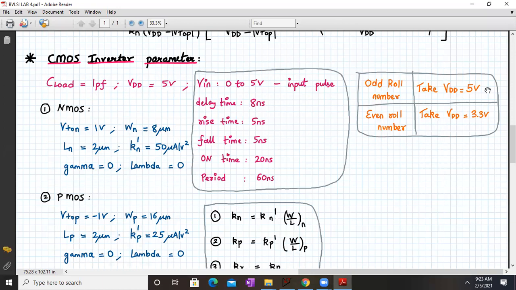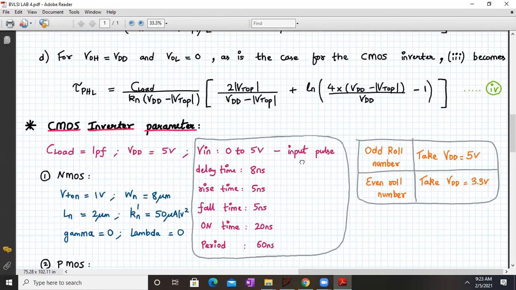and VDD is equal to 5 volt for odd roll number, and VDD is equal to 3.3 for even roll number. Okay, and we have to give the input pulse voltage as 0 to 5, delay time as 8 nanoseconds, rise time 5, fall time 5, on time will be 20, and period will be 60 nanoseconds respectively.